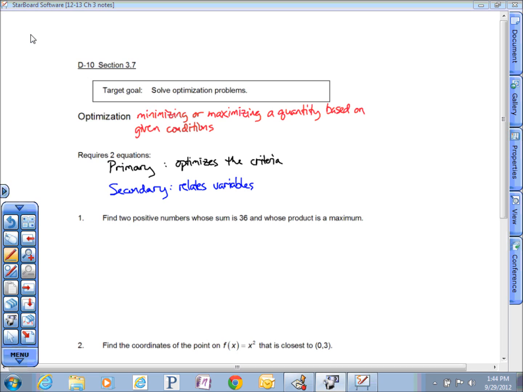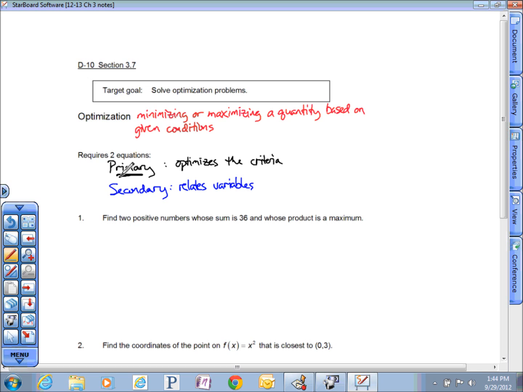What do we use these extrema to do? We're going to try to apply them to situations and find places that either minimize or maximize quantities, whatever you're specified, based on whatever these given conditions are. So there's optimization. And every time we do an optimization problem, we're going to end up needing two equations. So first equation is the primary one. Okay, that's the one you're asked to maximize or minimize.